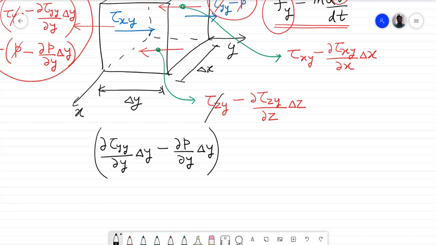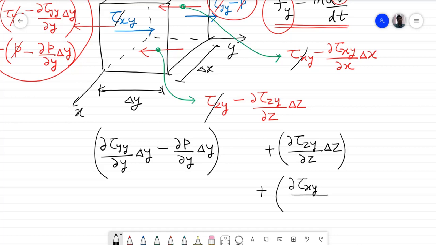Okay, so plus we have dou tau zy by dou z delta z, and then we have plus here tau xy, these two will cancel out, we'll be left with dou tau xy by dou x delta x.